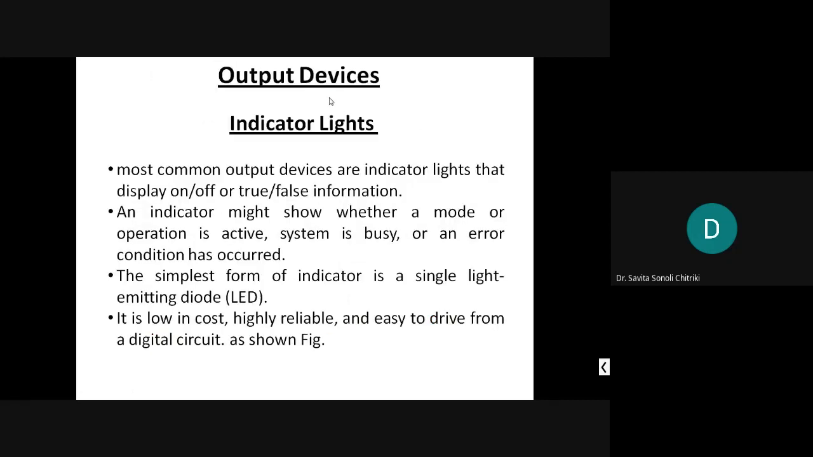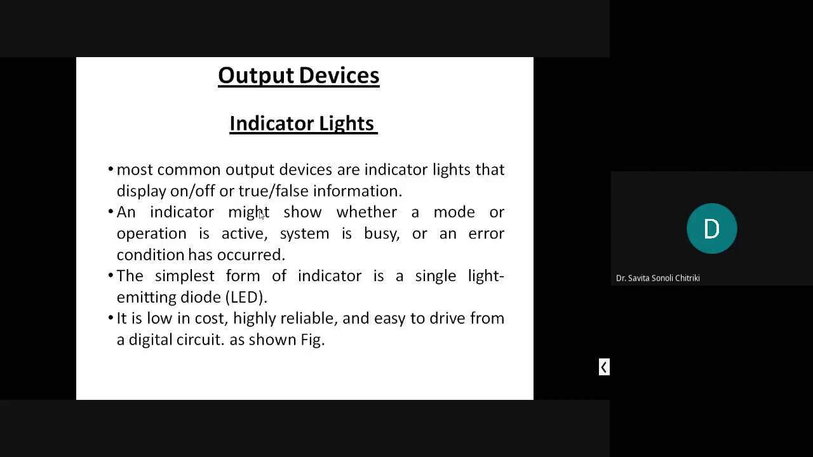So output devices, first one is indicator lights. So the most common output devices are indicator lights that display on off or true or false information. So on off ಅಂತ ನೀವು ಇದನ್ನ ಇಂಟರ್ಪ್ರಿಟ್ ಮಾಡ್ಬೋದು, ಅಥವಾ ಲಾಜಿಕ್ ಲೆವೆಲ್ನಾಗ ಹೇಳ್ಬೇಕಂತಂದ್ರೆ you can interpret as either true or false also. An indicator might show whether a mode of the operation is active, system is busy, or an error condition has occurred.